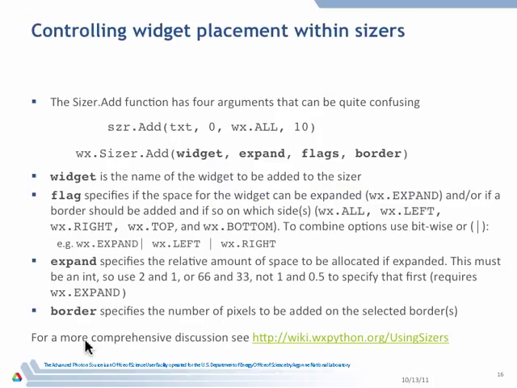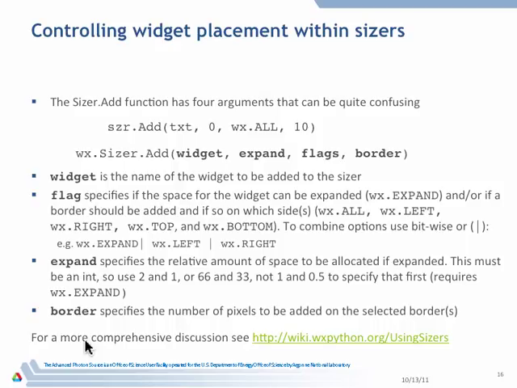So here's those 4 things again. First thing I have to give it the name of the widget. Then I have to give it an expand value. I have to give it some flags and a border value. So widget is obviously the name of the thing that I'm adding to the sizer. Okay, let's talk about this flag field first.